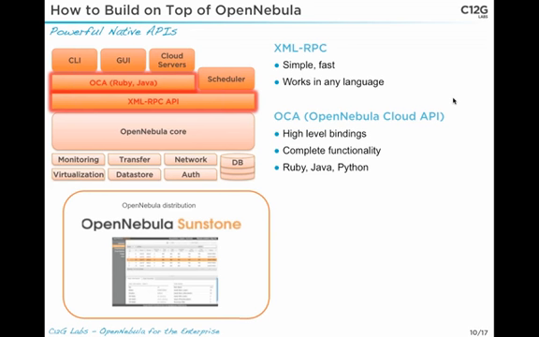As an example of an application built on top of the OpenNebula Cloud API, we find the OpenNebula Sandstone, which is a web server, a web interface, sorry, to your OpenNebula Cloud.